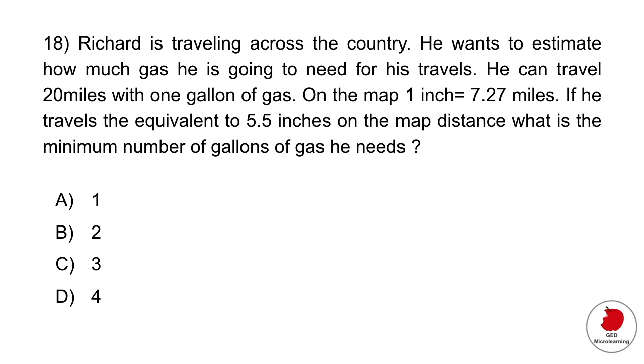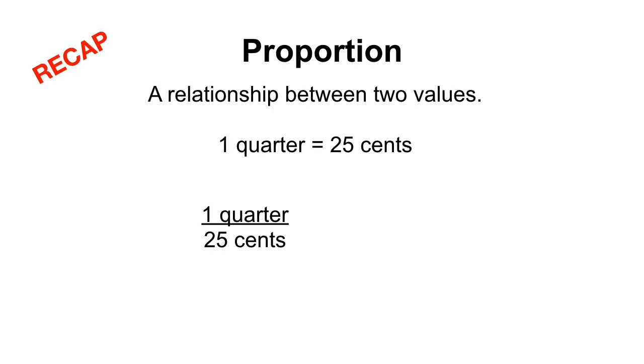Okay, so this problem is actually a proportion problem. Remember we spoke about proportions before, which were basically a relationship between two values. And we had spoken about, for example, a quarter being equal to 25 cents and being able to set a proportion like that. And we saw, if you wanted to find out how many cents you had in 7 quarters, you would set up your proportion like that, multiply across, and that would give you the answer. Okay, so we're going to do the same thing here.